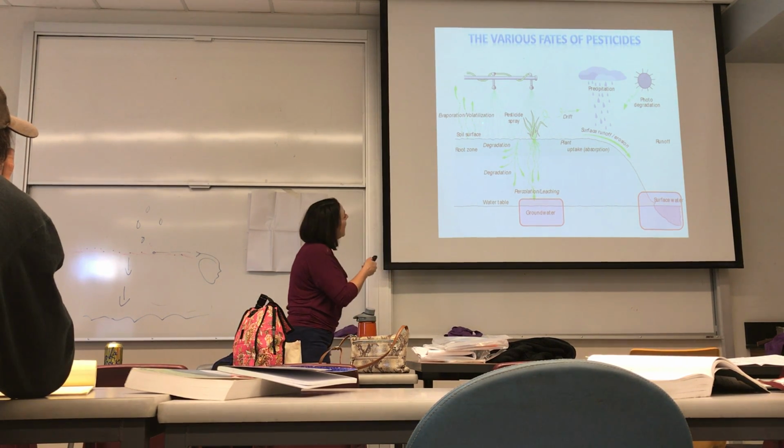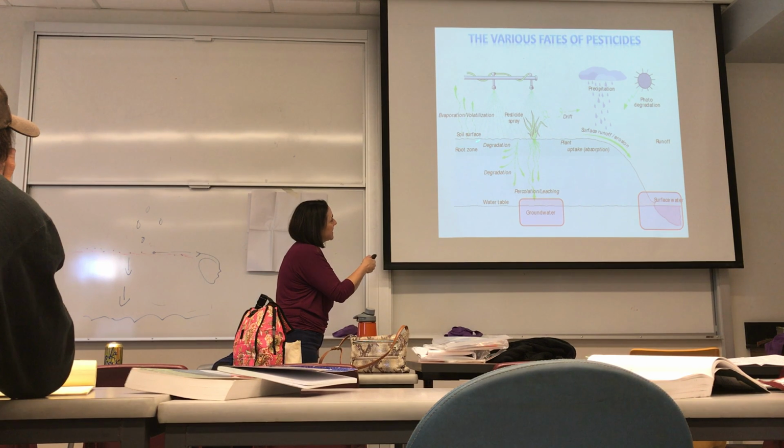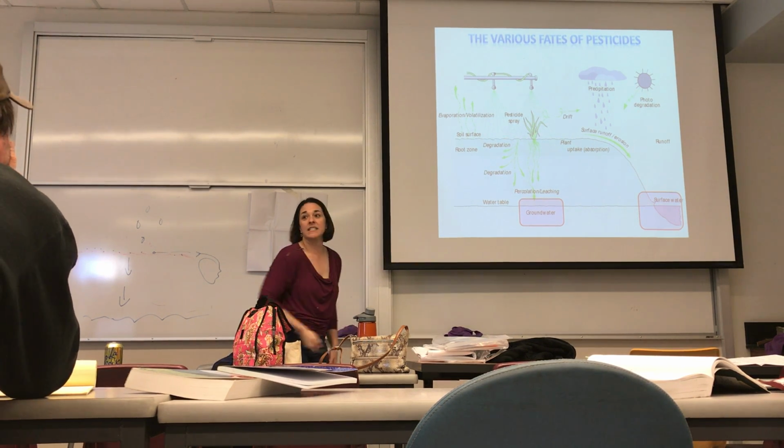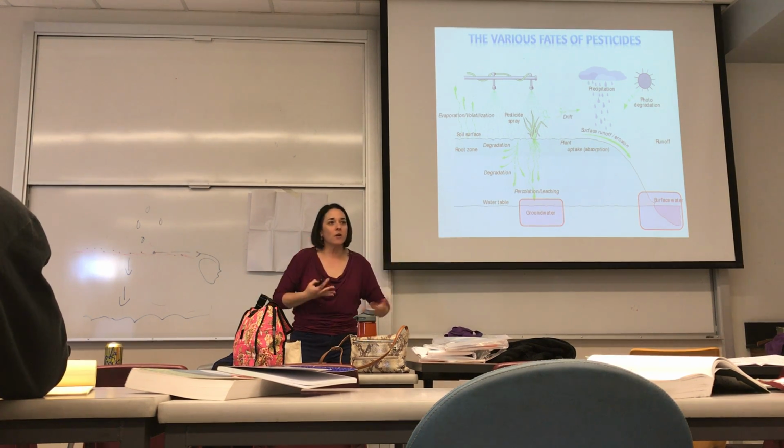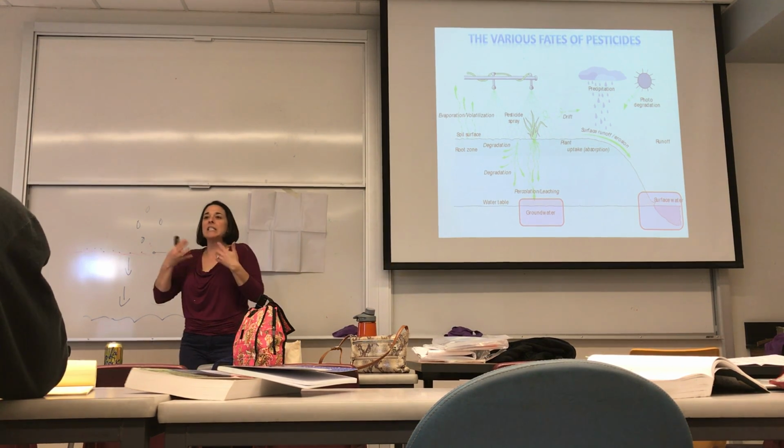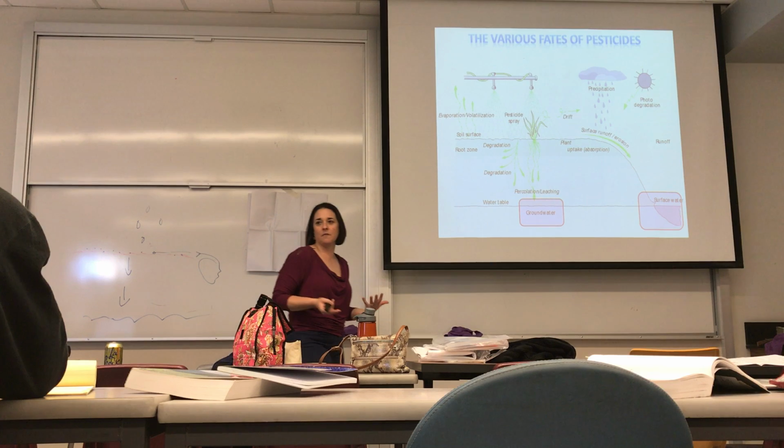And then sometimes we have evaporation or volatilization. So this can happen either from the leaves when we apply pesticides onto the leaves, or even when we apply it onto the soil surface. And then pesticides are supposed to degrade, right? They are supposed to degrade little by little. We expect this to happen. We don't want pesticides in the environment forever.